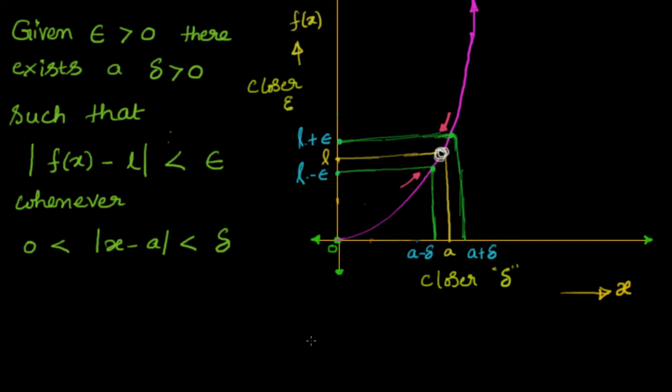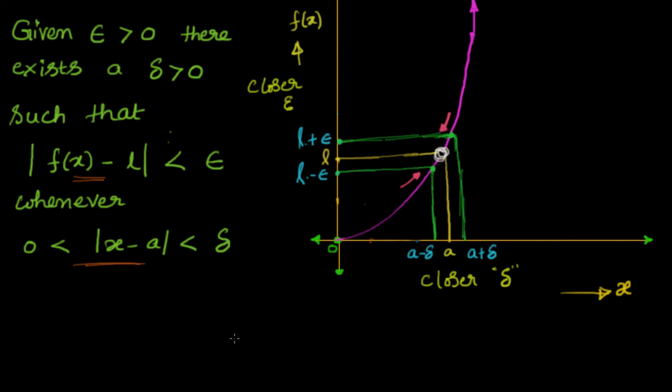Okay, let me repeat again. What we are saying is, given an epsilon greater than 0, there always exists a delta greater than 0 such that if 0 less than mod of x minus a less than delta, then mod of f of x minus L will be less than epsilon. That is the definition. We will try to understand it, but before that, we want to focus on these two conditions.